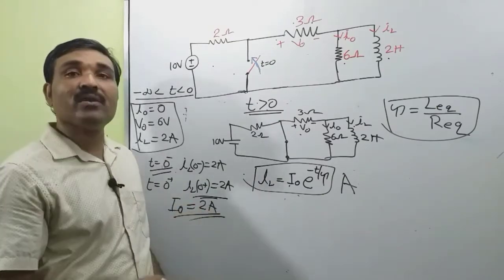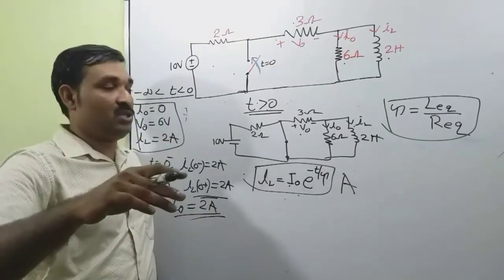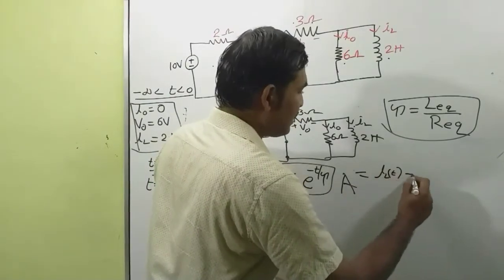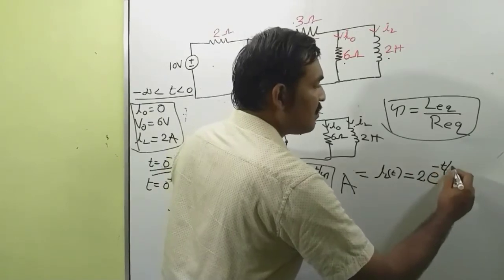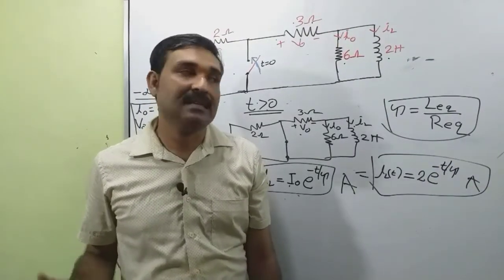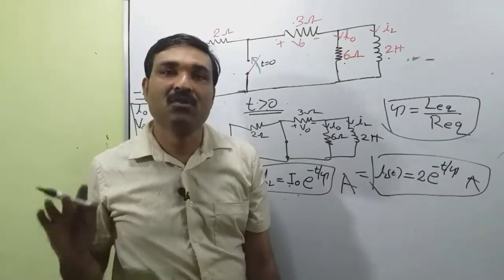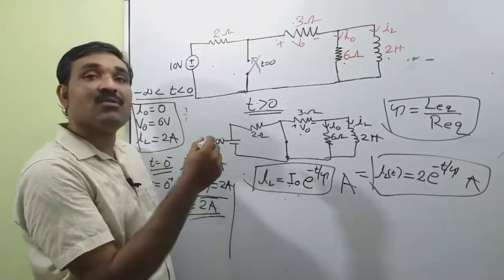Since the current through an inductance cannot be changed suddenly, as we already told, IL of t is equal to I naught 2 into e raised to minus t by tau ampere. Now we want to find the Thevenin's equivalent resistance R equivalent and L equivalent so as to obtain the value of time constant tau. For that purpose, we short circuit the voltage source.